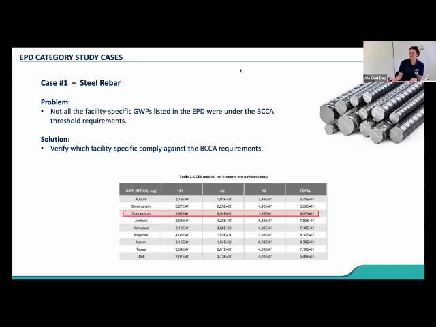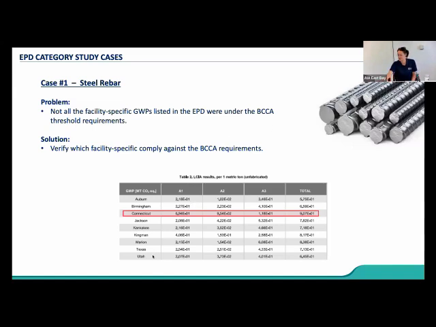So the first thing that I wanted to talk about that we encountered with steel rebar as being a challenge was that not all of the facility-specific global warming potentials listed in the EPD, the Environmental Product Declaration, were under the threshold limits. This is kind of the most basic one that most people hyper-focus on, right? So you really have to look at which facility you are planning on buying your material from.